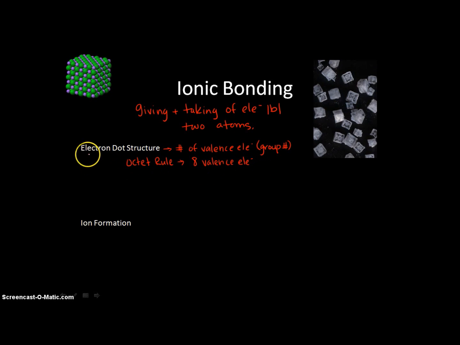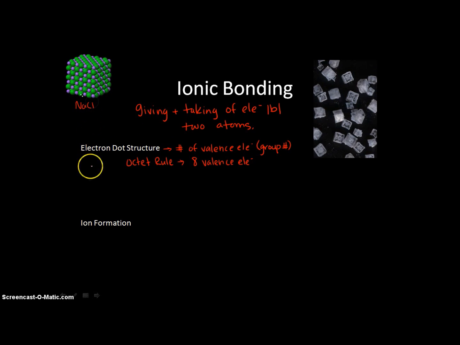So in order to look at this electron dot structure, we would have to write the symbol of the element. So we'll just do salt. I have a couple of pictures of some actual salt cubes here, and this would be more of a molecular drawing of an ionic bond of the NaCl.